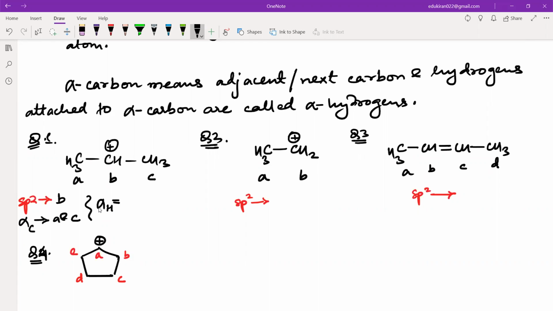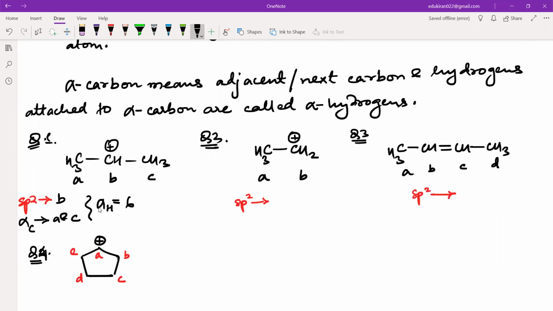Tell me the number of alpha hydrogens in the structure. So how many hydrogen atoms are attached to these alpha carbons? You just count them and tell me. In the alpha carbon, how many hydrogens do you have? 6. Yeah, correct. 6. What about the second question?